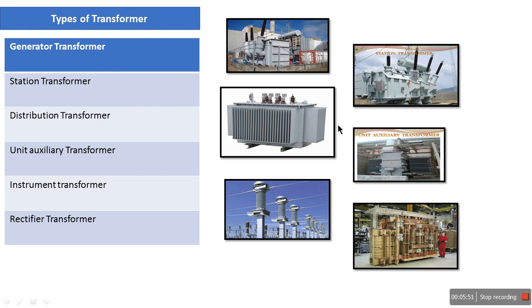Next, the fourth is the unit auxiliary transformer. The unit auxiliary transformer is the power transformer that provides power to the auxiliary equipment of a power generating station during normal operation. Next, the instrument transformer. The instrument transformer is used to operate instruments for metering from a high voltage or high current circuit. It is safely isolated from the secondary, which is controlled separately from the high voltage or current.